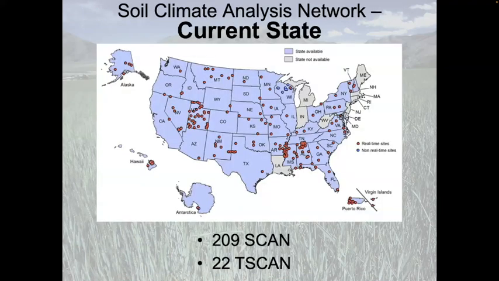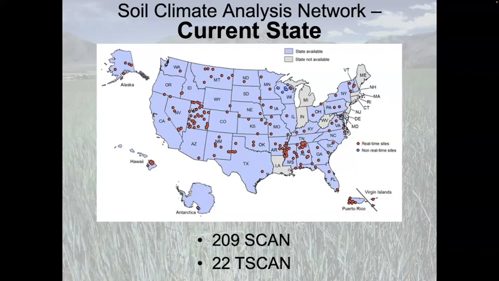Okay, current state of the network. We're at about 209 sites. We've actually decommissioned a few. One you'll see here in a minute, and you'll know why. So we have sites spread throughout the country. Not all states have a SCAN site, but most do. We also have sites in Alaska, Puerto Rico, Virgin Islands, and so forth.